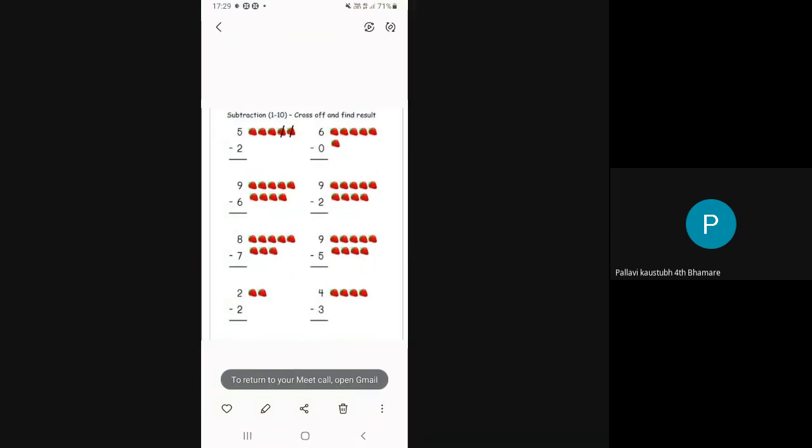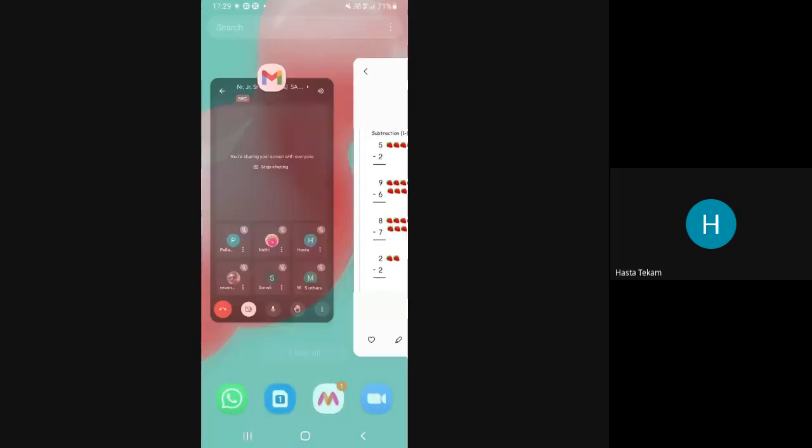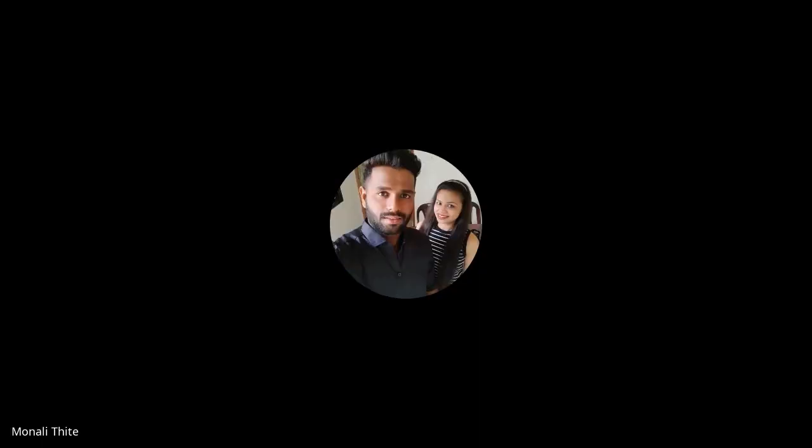Yes, senior KG, this is a worksheet of subtraction. Take a screenshot of this and start solving the examples. Done? Yes, ma'am. Yes. Thank you. Okay. Now, nursery.